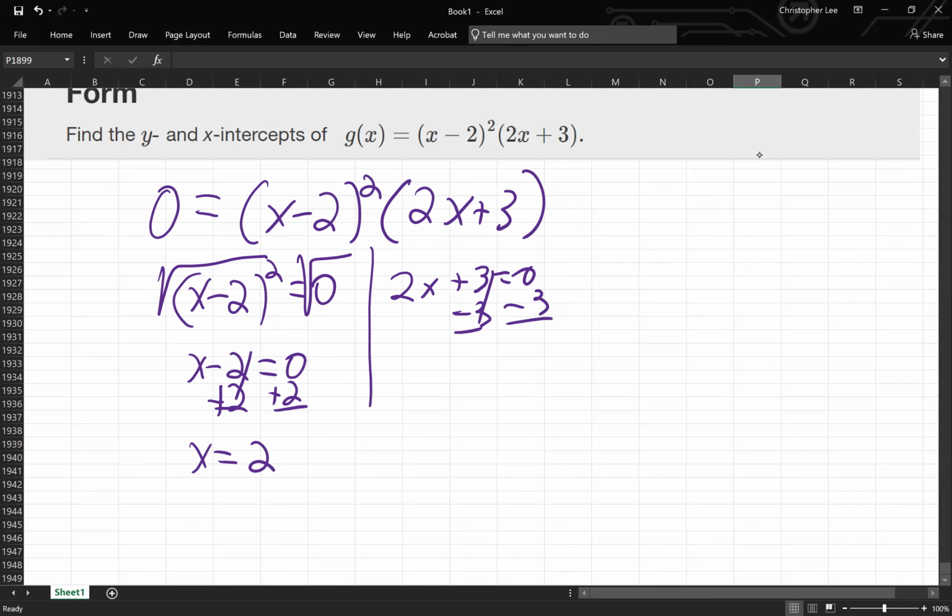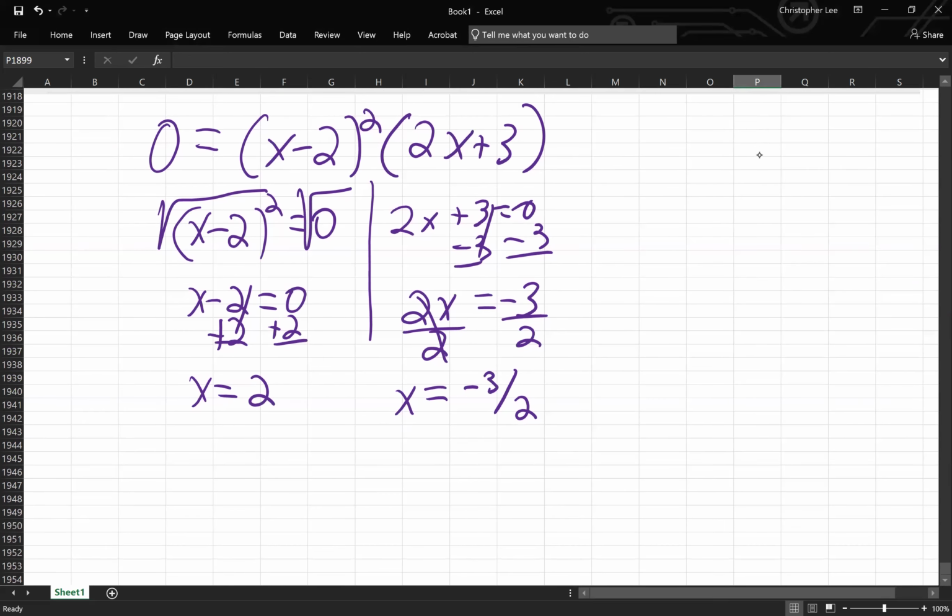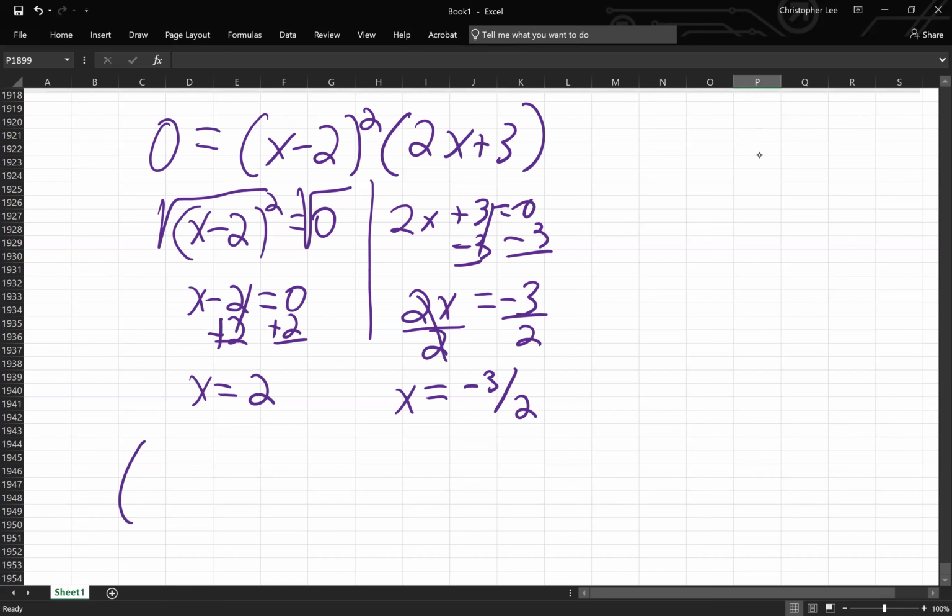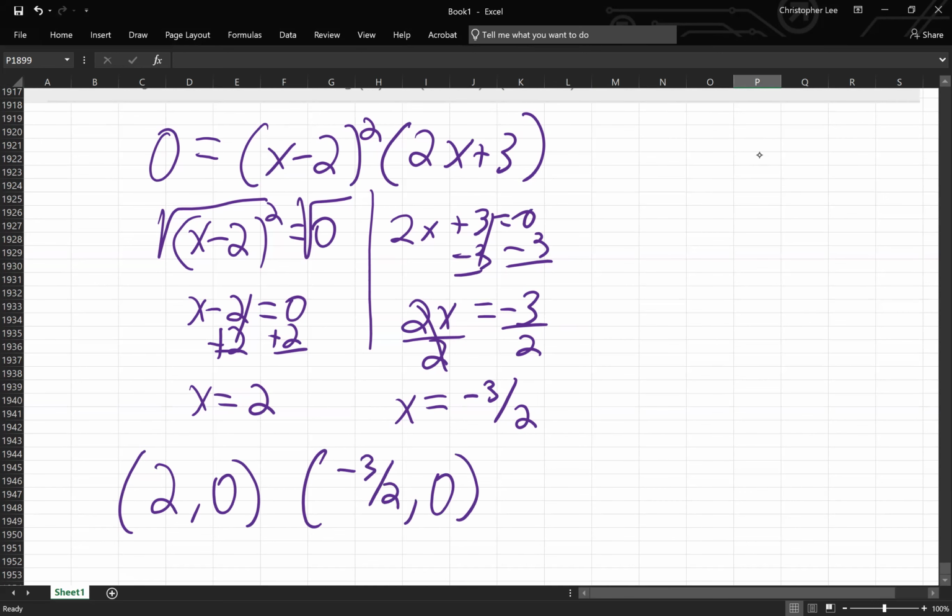Over here, I'm going to subtract 3. What I do to one side, do to the other. So now I have 2x is equal to -3. Divide by 2, or we do to one side, do to the other. So I have x is equal to -3 over 2. All right. So now, what's my points? 2 comma 0. What's the other one? Perfect, perfect, perfect.